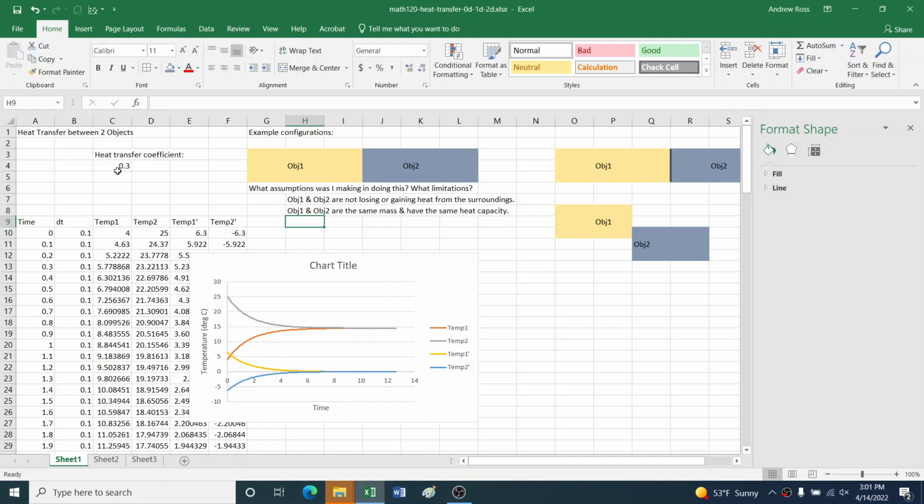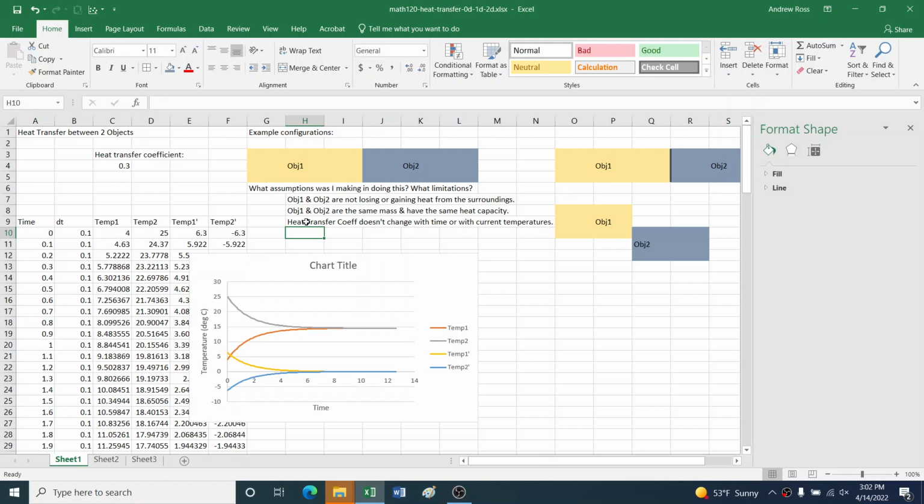We also assumed that the heat transfer coefficient didn't change with time. I don't know if heat transfer coefficients tend to change, probably not with time. Maybe they change with the current temperature of the materials. So here it doesn't change with time or with current temperatures. So those are some big assumptions that we had in making the model.